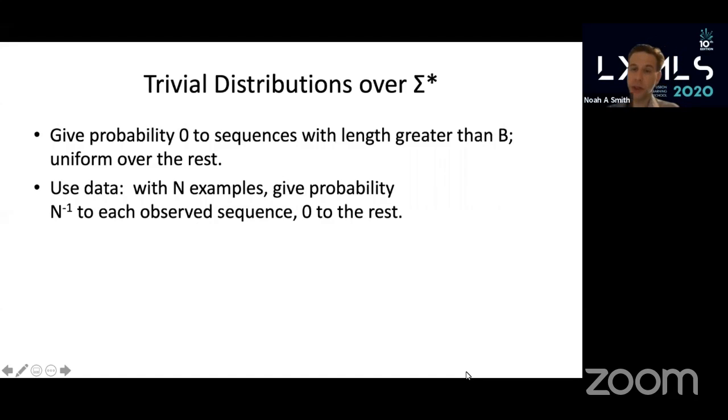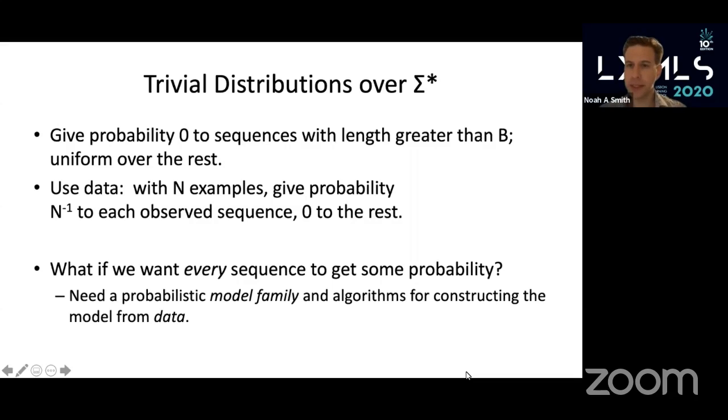Another sort of simple solution that's worth thinking about is to say, well, we ought to use data. There's really not much point in building probability distributions if we never look at any evidence. So we could take a corpus of examples, say we have n of them, and give 1 over n probability to each sequence that we observe, and then 0 probability to all the rest. So this is also correct mathematically. The numbers will sum to 1, but it has this kind of annoying property that we're giving 0 probability to a lot of sequences, basically any sequence we've never seen before. So this model won't generalize at all, right? It's only putting probability on things that it's seen in the past.